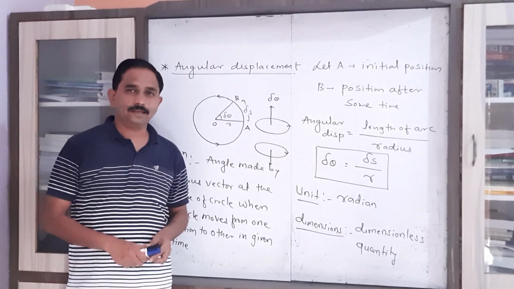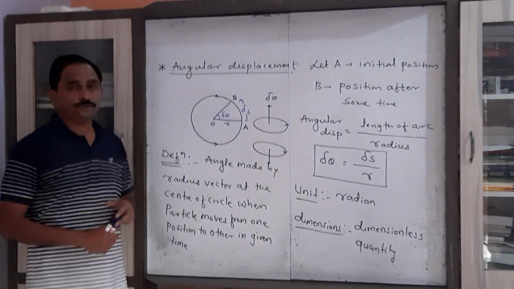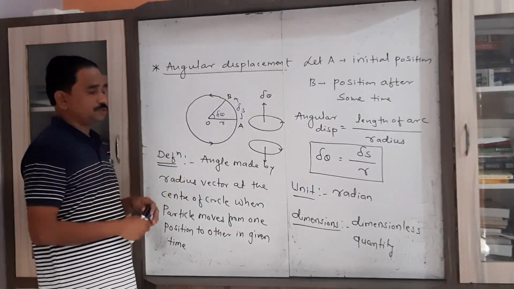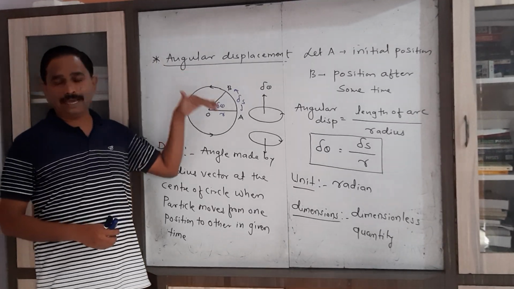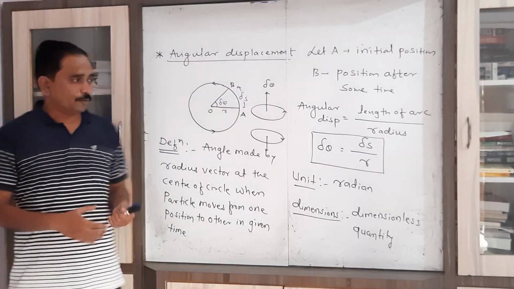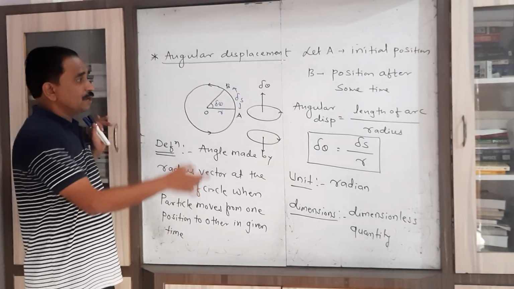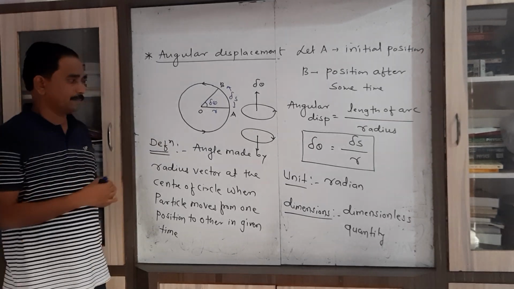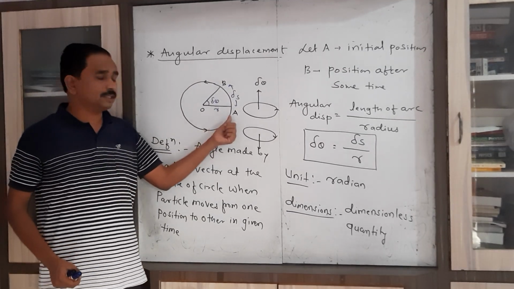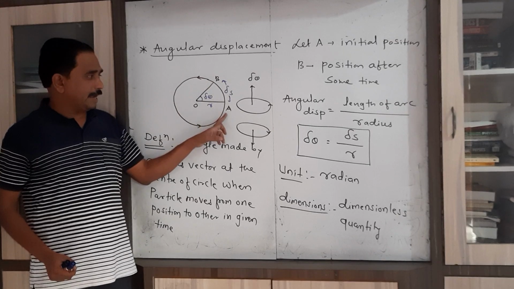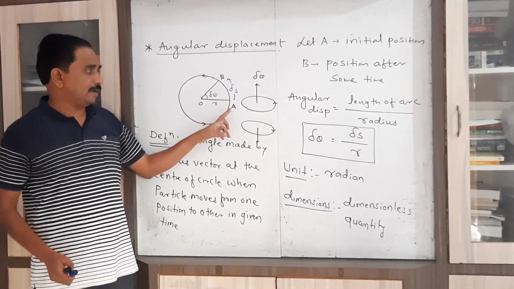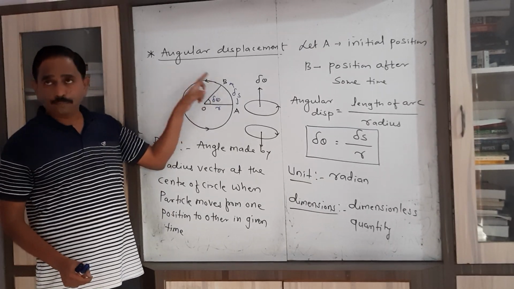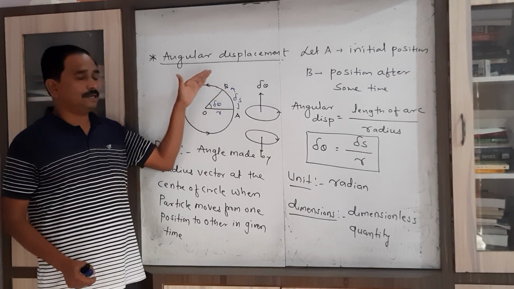In this video, now we have to consider three physical quantities related to circular motion. The first one we have to define is angular displacement. Now what is angular displacement? Simply, when any object performs circular motion, then we have to consider two positions A and B. Let A be the initial position of that particle and B be the position of that particle after a certain time.